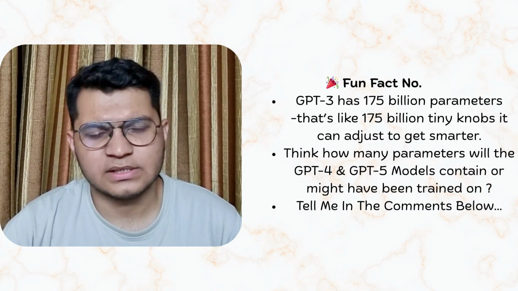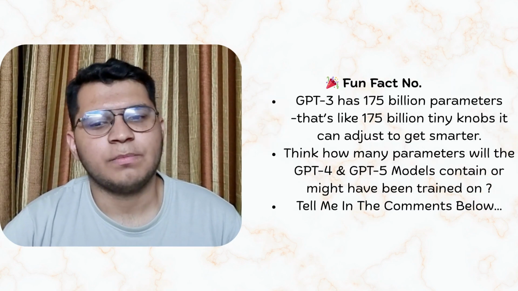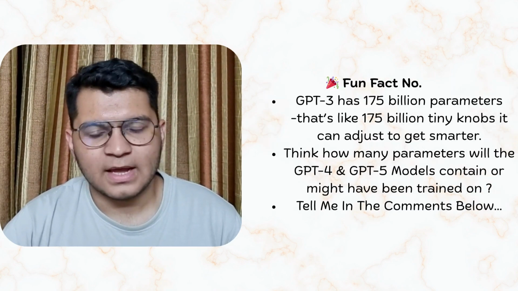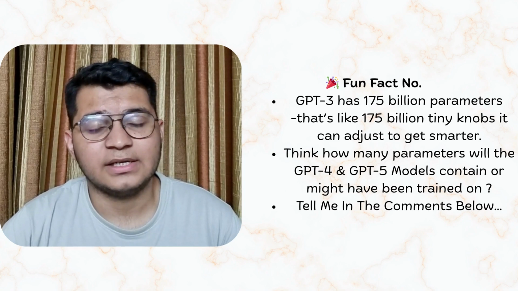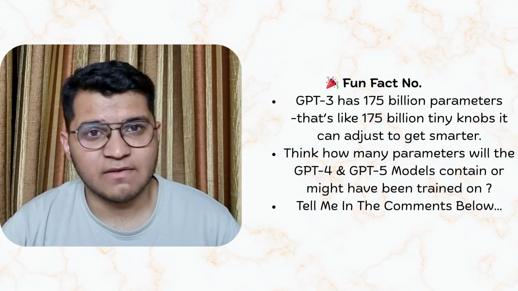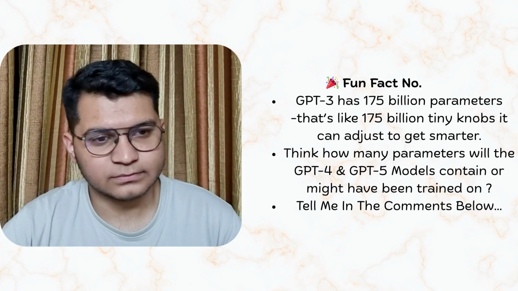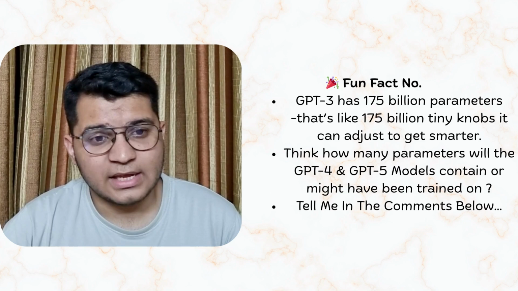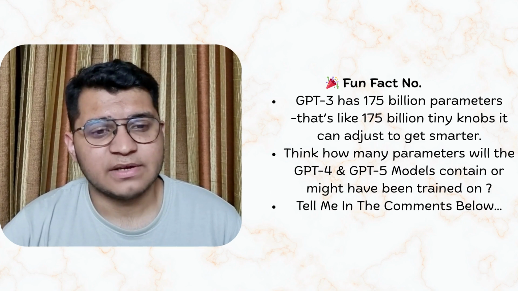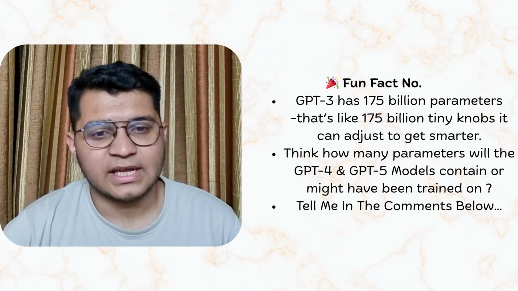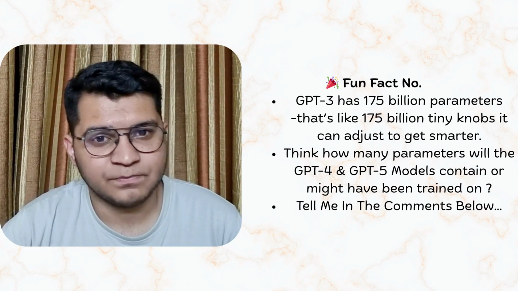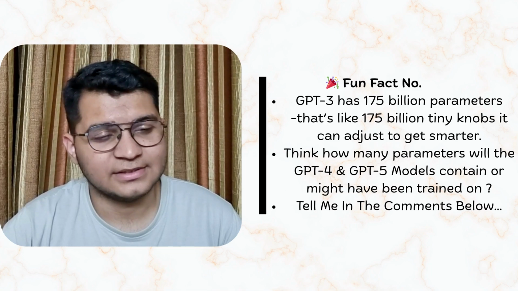Now let's look at some fun facts about LLMs. The first one: you know that OpenAI owns ChatGPT, and it's made on 175 billion parameters. It's like 175 billion tiny knobs it can adjust to get smarter. Isn't it amazing? It is.